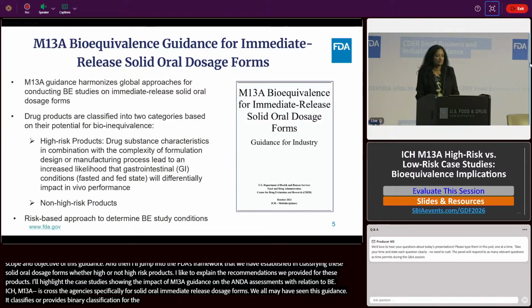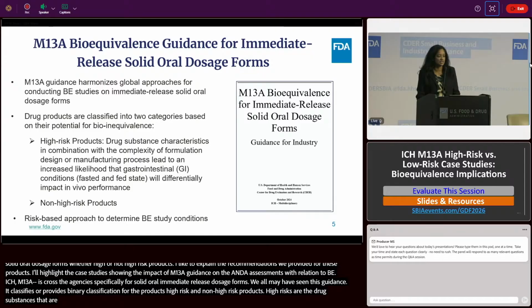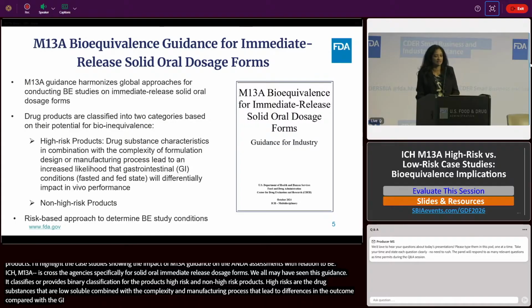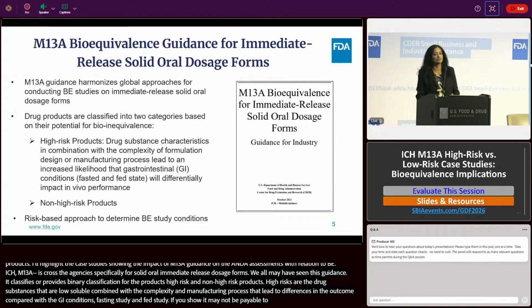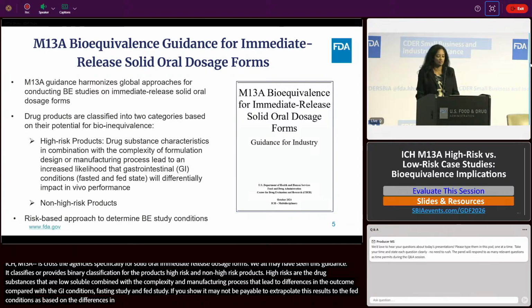What are high-risk products? These are drug substances which are, let's say, low-soluble, combined with formulation complexity or manufacturing processes that may lead to differences in the bioequivalence outcome when compared under varying GI conditions. That is, if you compare a fasting study versus a fed study, if you show bioequivalence in the fasting study, it may not always be possible to extrapolate these results to the fed conditions, based on the differences in the test and RLD formulations.